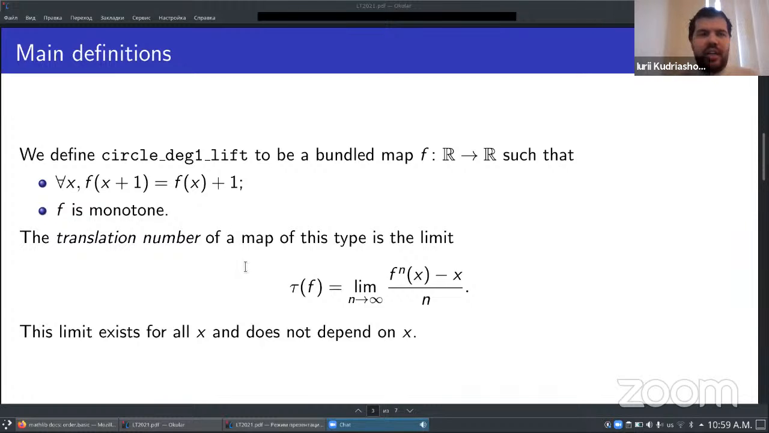Here I define translation number, and if you have a map from the circle to itself, then first you lift this map to a map from the real line to itself, then compute the translation number, then go back to the circle, so take it up to an addition of an integer constant, and you get a well-defined element of R quotient Z.